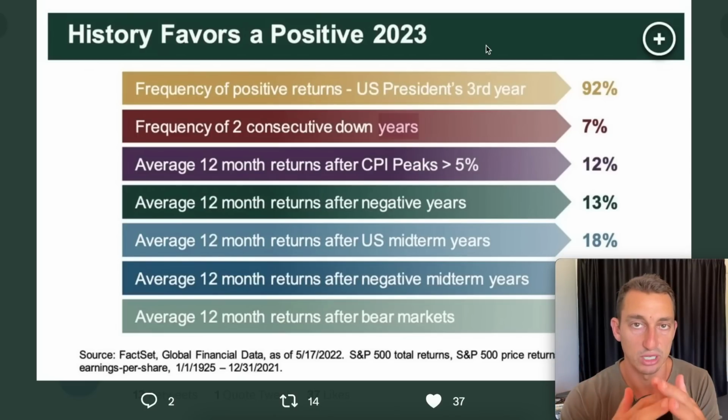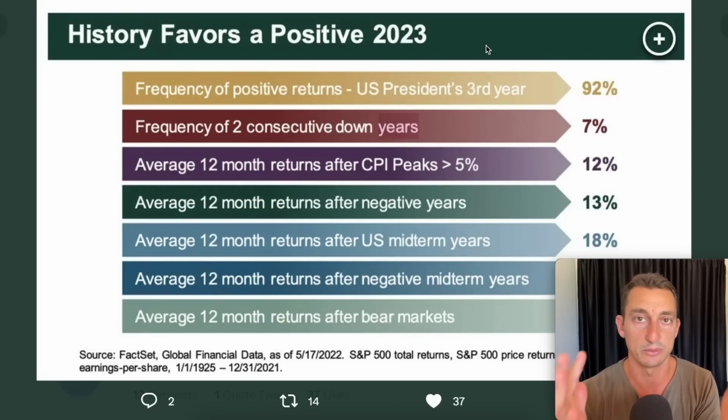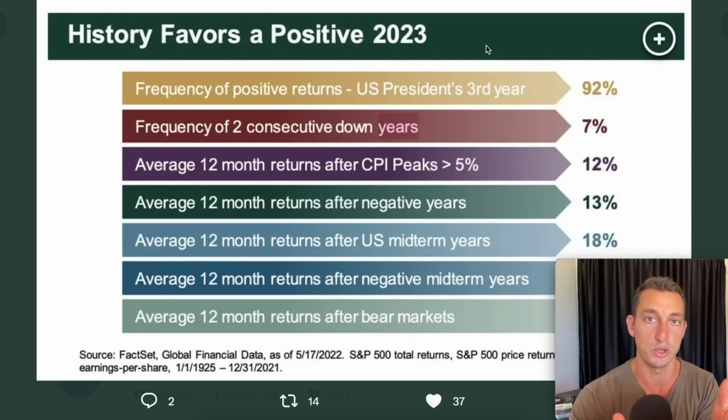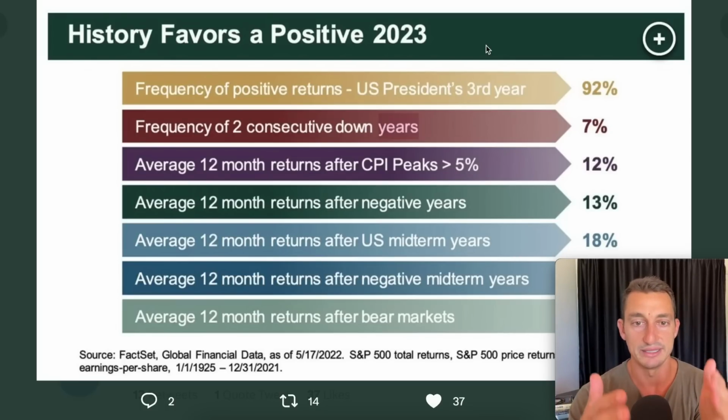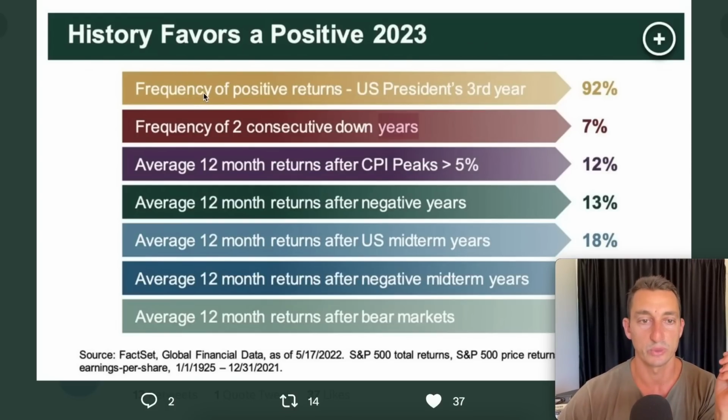What is the presidential cycle? Essentially, there are 4 years for a US presidency. The fourth year is the year of the election, so that is next year in 2024. We are in the third year of that cycle. This is the data from the third year. Frequency of positive returns, US president's third year. 9 out of 10 third years of the cycle, 9 out of 10 of those have been a positive return year, okay?